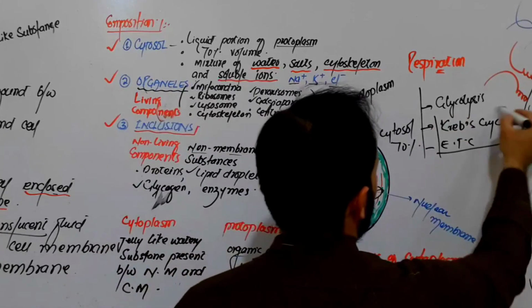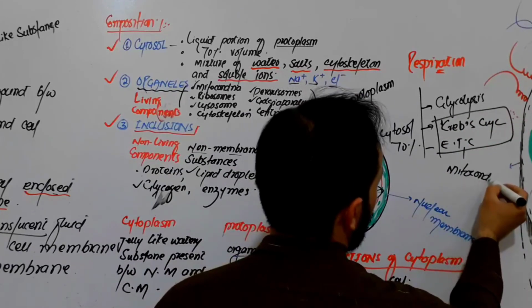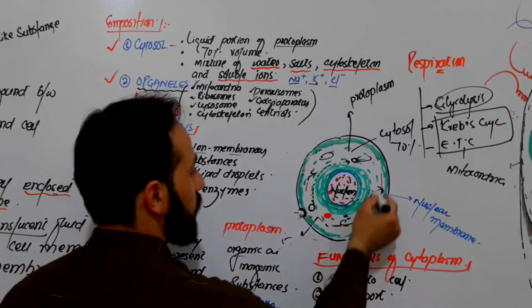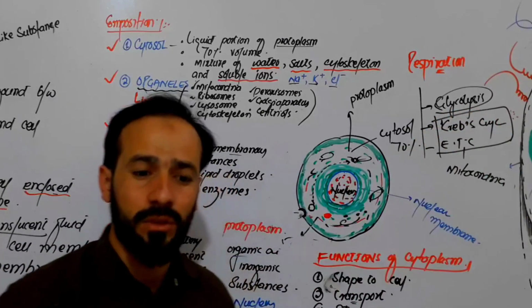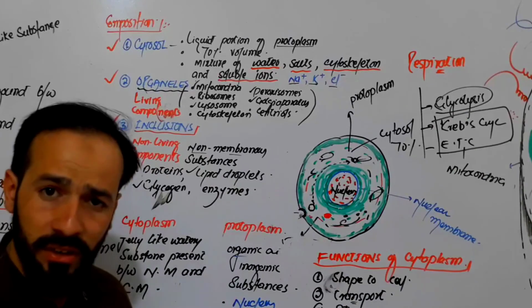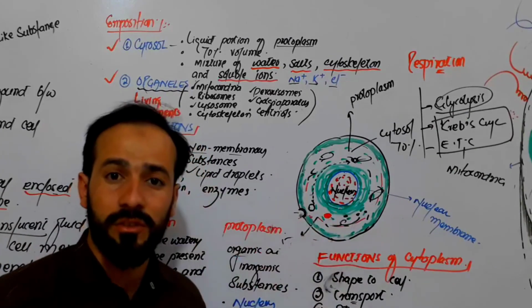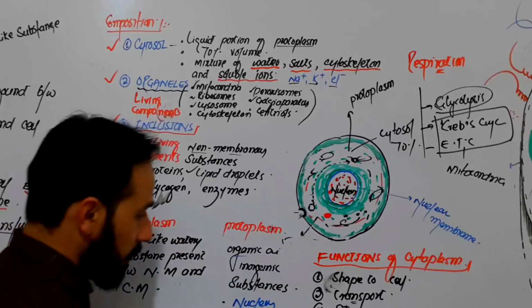These 2 steps occur within the mitochondria. But what about glycolysis? Glycolysis occurs in the cytoplasm. Why? Because the enzymes which are responsible to break the glucose into 2 pyruvates are present in the cytoplasm. So glycolysis occurs inside the cytoplasm. This is the function that the cytoplasm plays.